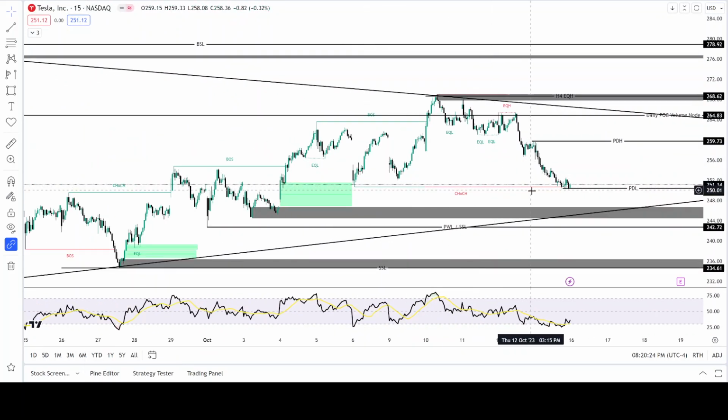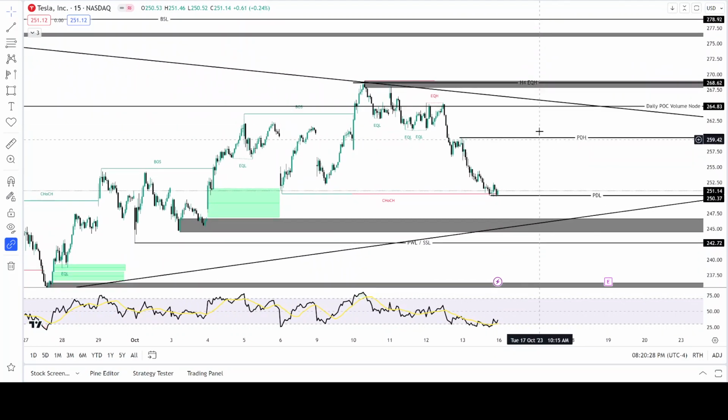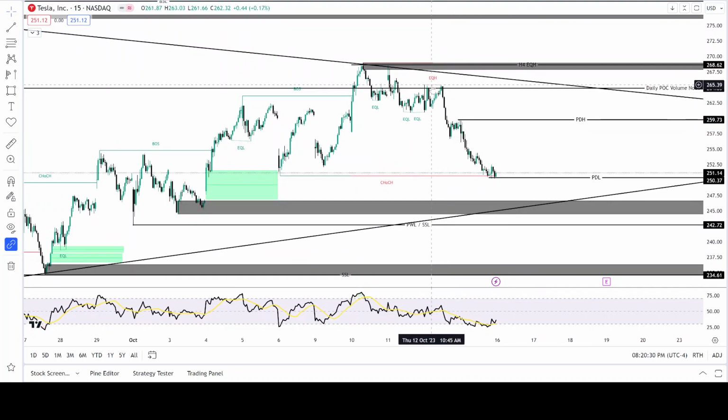If we're looking at the 15-minute chart, we start to see a little bit more of our smart money indicators on there. We have equal highs that have not been taken here, which is also near our daily point of control volume node. So I do expect that equal highs eventually will be taken, whether that's after earnings or prior to earnings, we'll have to see. But these equal highs right here in these wicks are very important, something that we're definitely interested in.